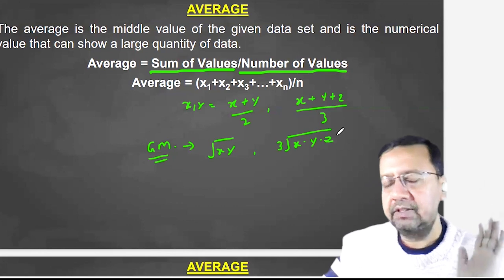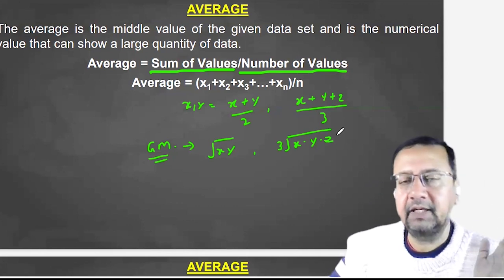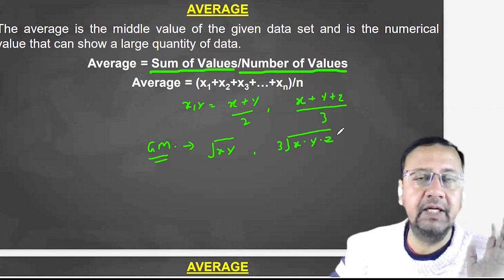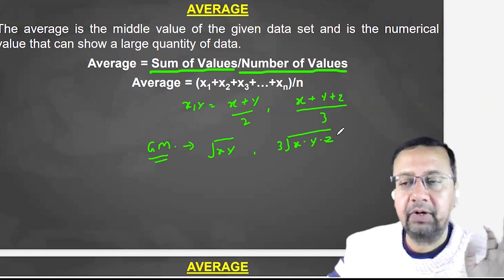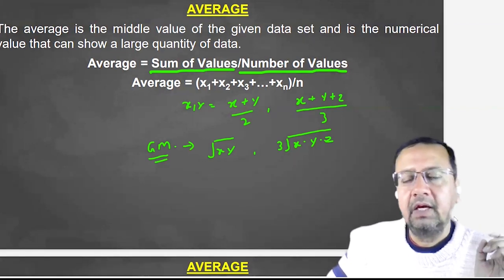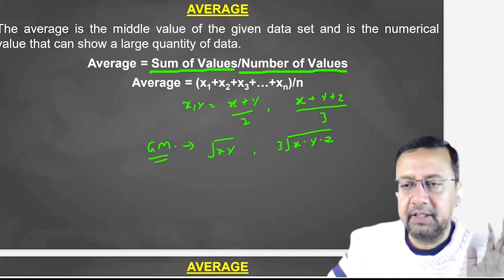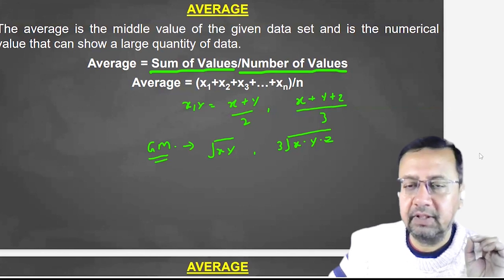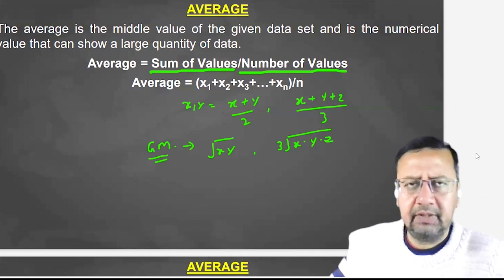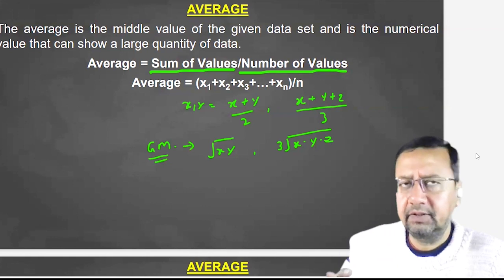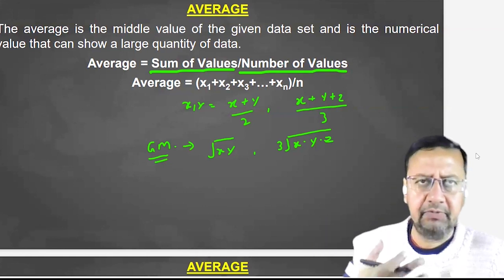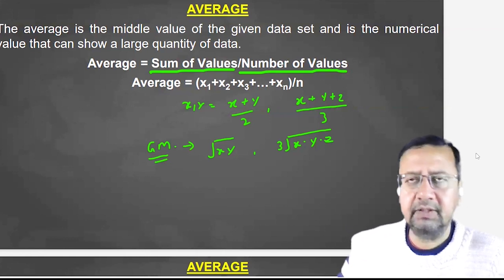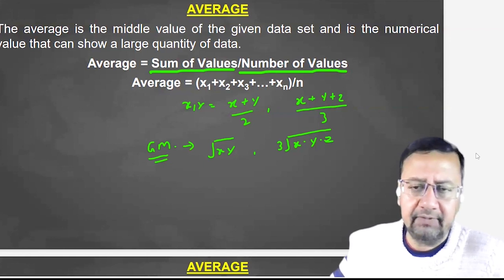So simple average is defined as the sum of the values divided by the count of the values. Geometric mean, or geometric average, is defined as the nth root of the product of the numbers. And this geometric mean does not have very practical uses in day-to-day life or in professional life. This is basically the bookish average, right?